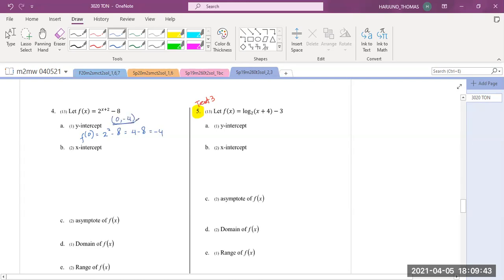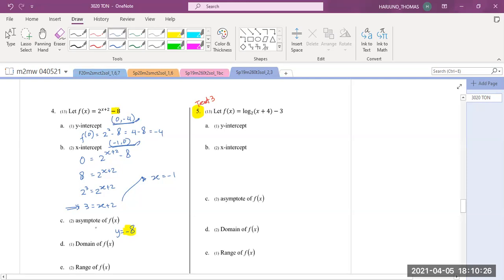That's easy. For the x-intercept, you set y equal to 0. 2 to the x plus 2 minus 8 equals 0, so 8 equals 2 to the x plus 2. That's 2 cubed. Therefore, 3 equals x plus 2, so x is 1. What is the asymptote? y equals -8.